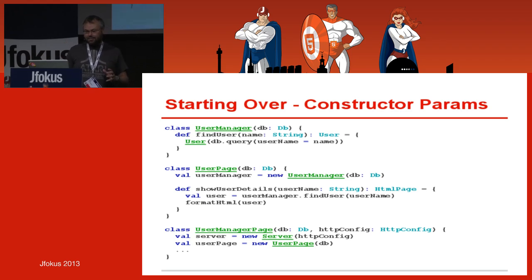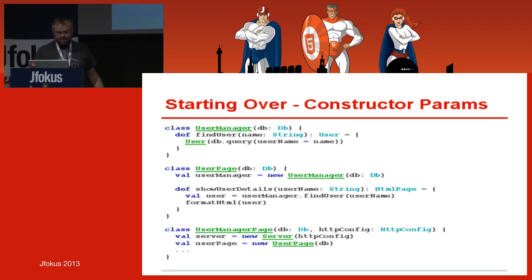It's very easy to navigate the code. You can backtrack and say, what is the database that's being used here? A lot of the things that get lost in Juice, unless you've got some kind of IDE support, they're easy to do with constructor parameters. So what's wrong with them?